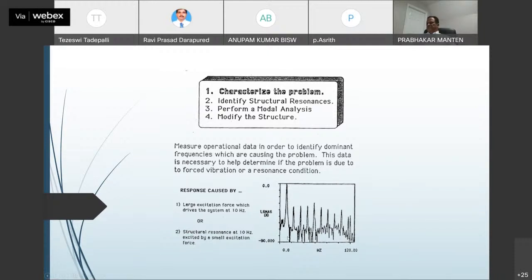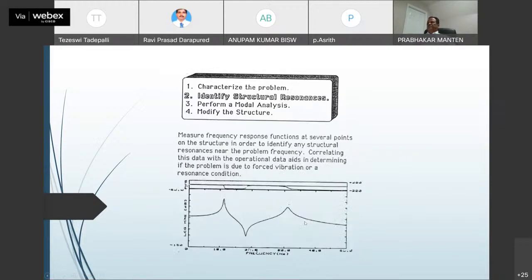So that's the modal analysis part of it. Otherwise, very large excitation forces will also cause some response, pushing the spike. It's not a resonant condition, but it will force some response. So you have to distinguish between these two. Once you distinguish that, you want to know what the structural resonances are. Then you measure the frequency response function at several points on the structure in order to identify any structural resonances near the problem frequency. Correlating this data with the operational data aids in determining if a problem is due to forced vibration or a resonance condition.